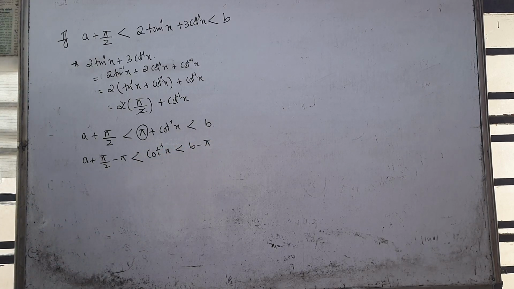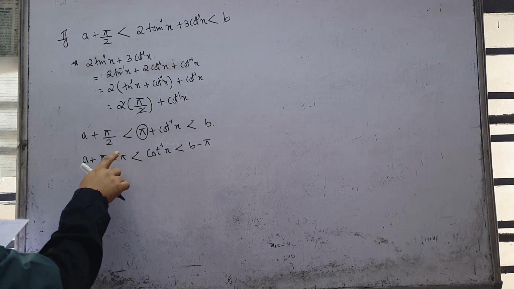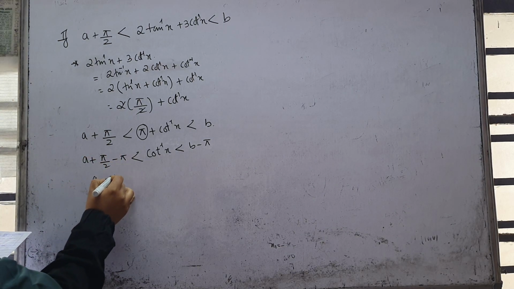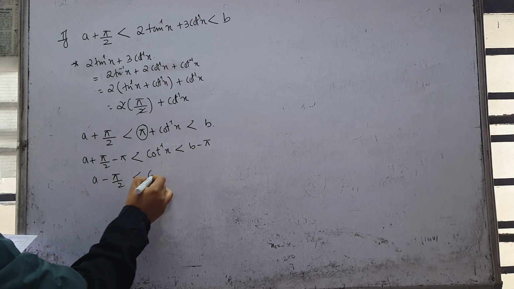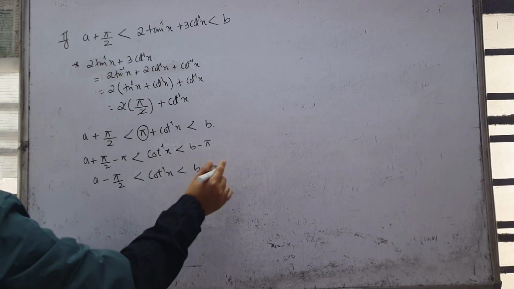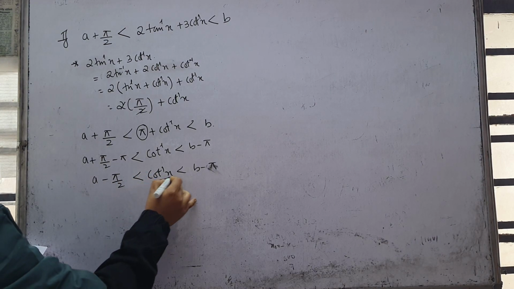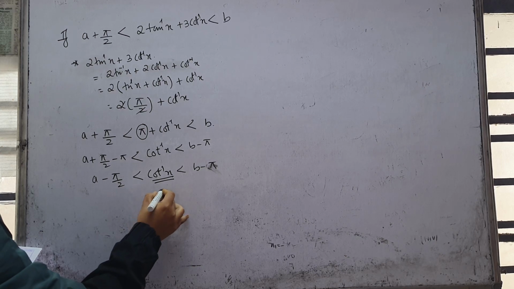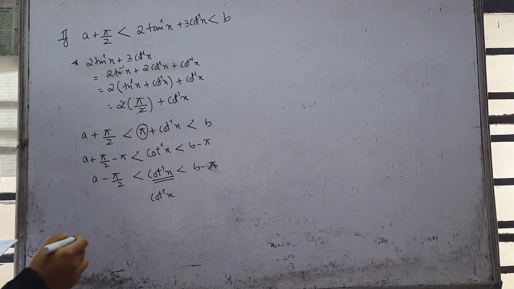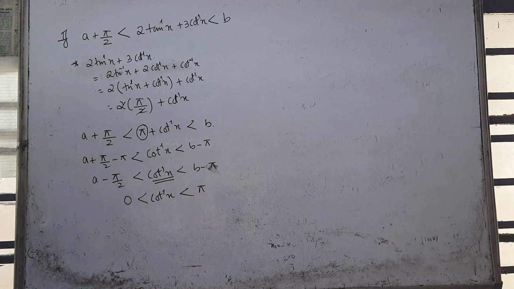I hope you're understanding this. Tell me what is this? a minus pi by 2, and b minus pi. Yes or no? Cot inverse of x is less than b minus pi. Did you understand till here, everyone? Now we already know the range of cot inverse x. Can you tell me? Cot inverse x always lies between what? 0 to pi.